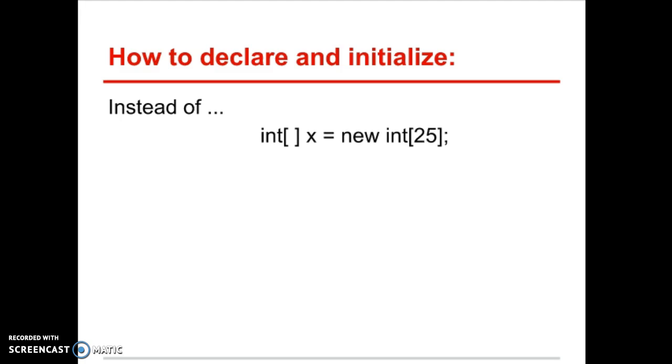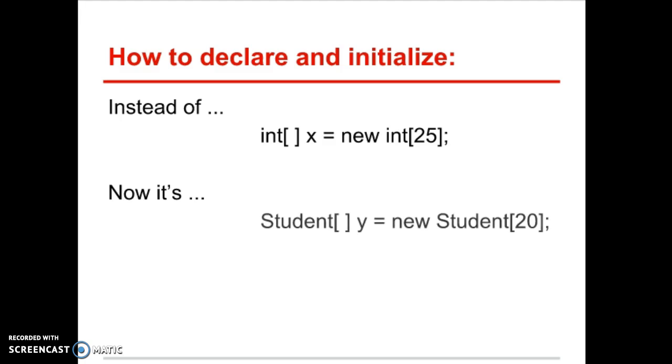Before, this is how we were initializing and declaring an array. We'd say int[] x = new int[] and then a number. Now it's very similar, but instead of ints we're going to do an object. So this is how we would make a student array filled with 20 students. We'd say Student[] y, that's the name of our array, equals new Student, and then we say the number of students we're going to put in the array. So notice here we said int, here we said capital S Student, because that's the type that we'll be filling the array with. So it's really the exact same thing as before.